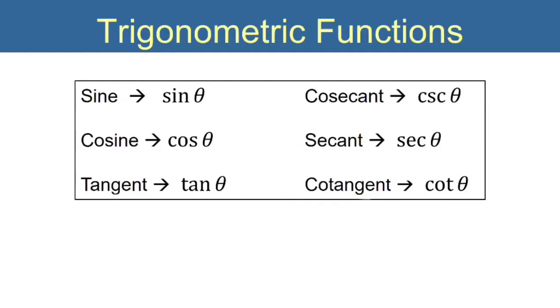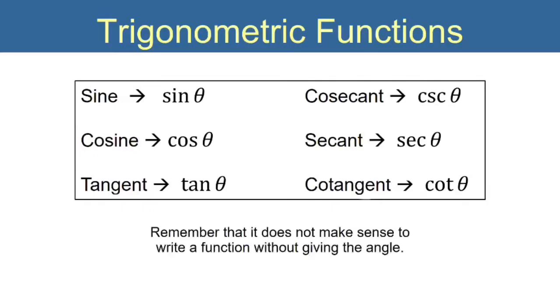Notice that every function has a cofunction. I have sine and cosine. I have secant and cosecant. And I have tangent and cotangent. And you might be saying, well, since we have 3 pairs of functions and cofunctions, why are they written in this strange order? Why did I not group each function with its co-function? And there's a reason for that, but I'll tell that reason to you later. For right now, the most important thing I want you to remember is that it does not make sense to write a function without stating the angle.